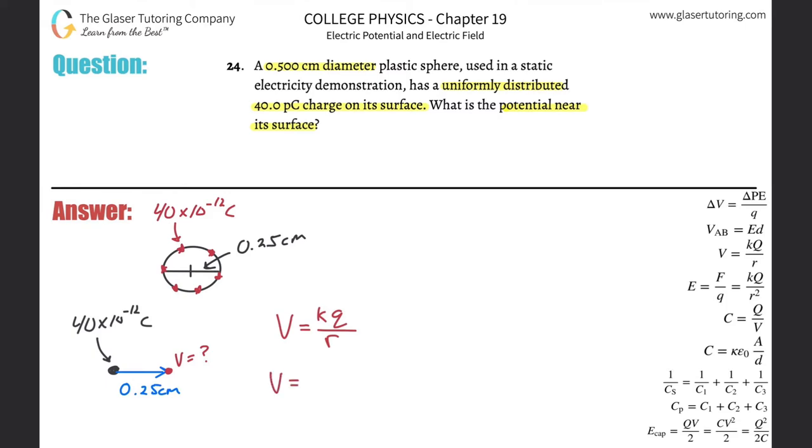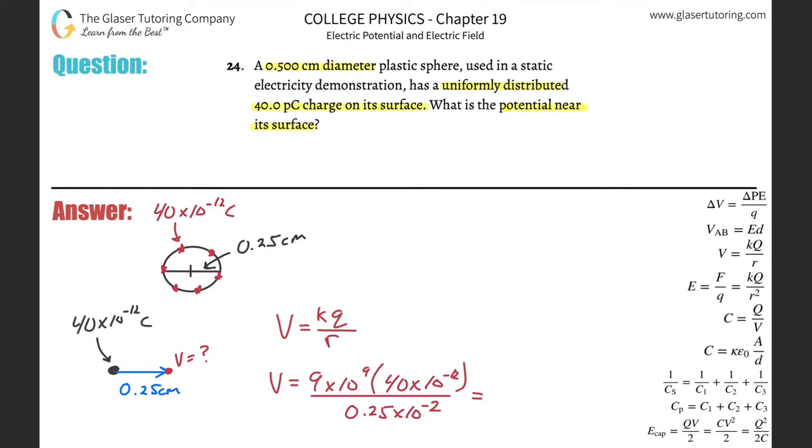So if I had to calculate the voltage, it's the electrostatic constant K, which is about 9 times 10 to the ninth. I'm approximating. There's a more exact value, but it's very close to this. This is just easier. Now we multiply by Q, which is 40 times 10 to the minus 12th, and divide all that by the radius, the distance, which is, be careful, 0.25 times 10 to the minus 2. I'm just seeing if you're paying attention.